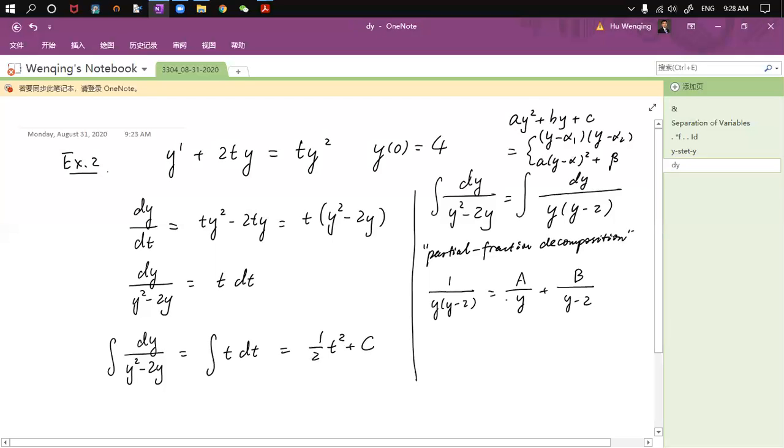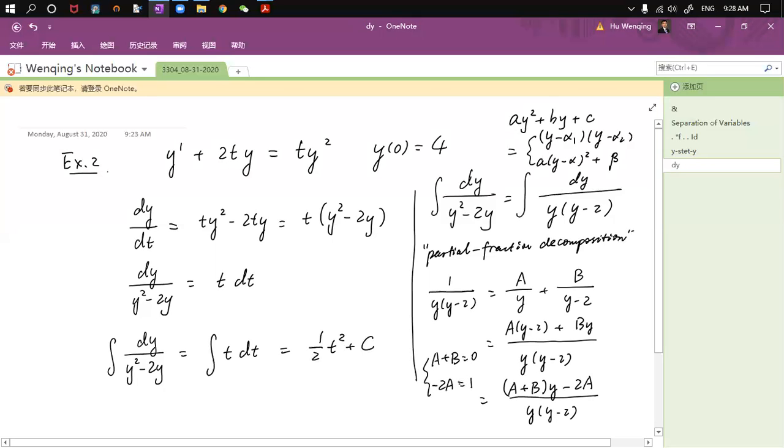Here, there is such a fractional decomposition, which means that further you can write this as a times (y minus 2) plus b times y, all over y times (y minus 2). How are you going to determine a and b? It's going to be (a plus b) multiplied by y, minus 2 times a, divided by y times (y minus 2). That gives us the relations that a plus b is equal to 0 and minus 2 times a is 1. So from here you obtain that a is equal to minus 1/2 and b is equal to 1/2. Therefore, their sum is 0. That's the important thing.